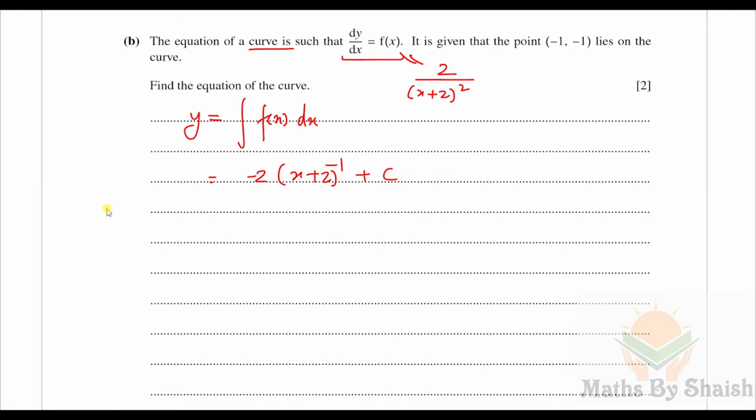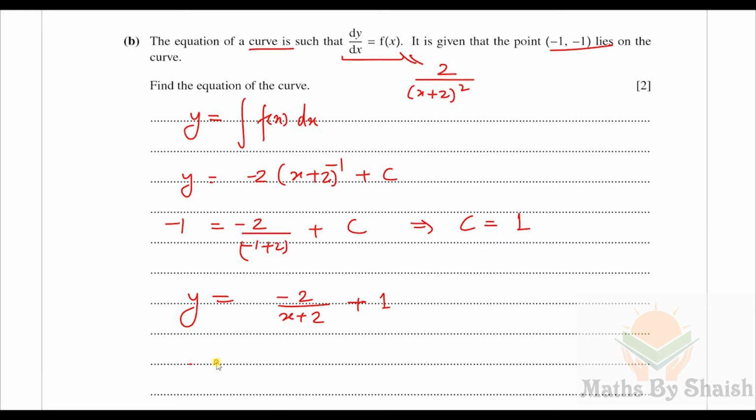Now as this (-1, -1) lies on this curve, so it would be -1 is equal to -2 upon -1 plus 2 plus a constant, it becomes 1. So from here we will get c is equal to -1 plus 2, that is 1. So we got the equation of the curve as y is equal to -2 over (x + 2) plus 1. That's the equation of the curve.